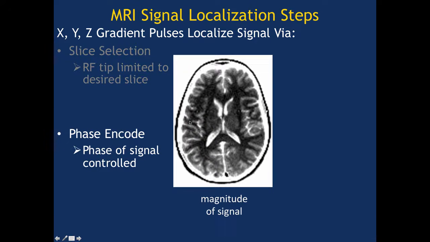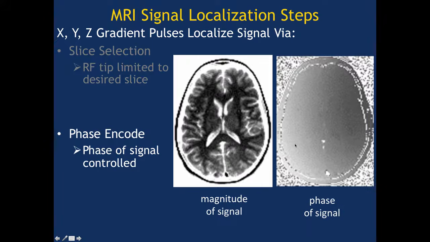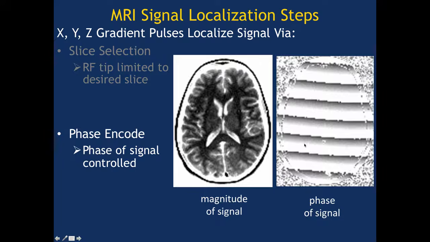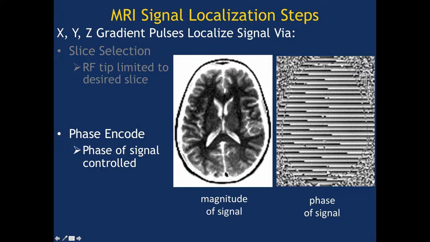The next step is, let's say we need now to localize signal in the vertical direction, in the anterior-posterior direction. Well, we turn on a gradient temporarily and we can twist the phase of that magnetization. It's a little confusing how phase encoding works, but it allows us to create a phase twist that changes vertically. There's a lot of ambiguity in here, and I'll refer to that in a moment.